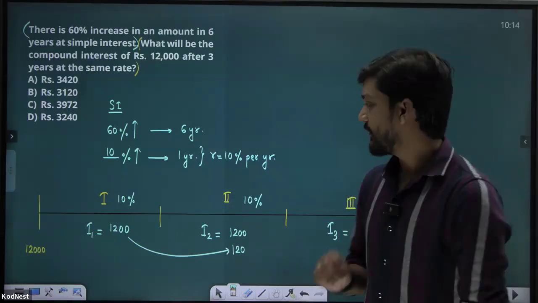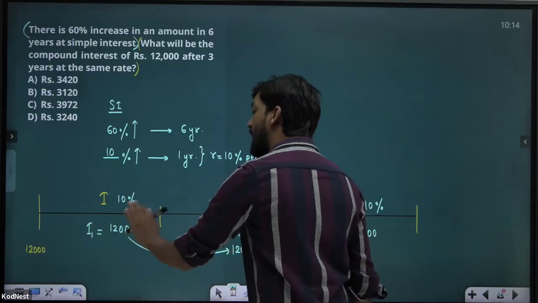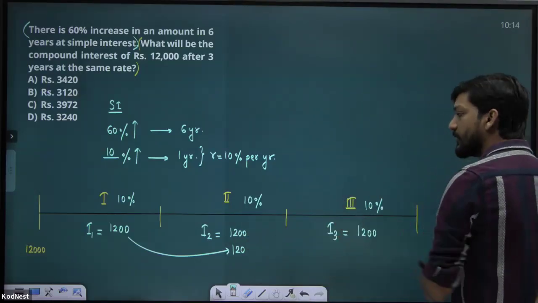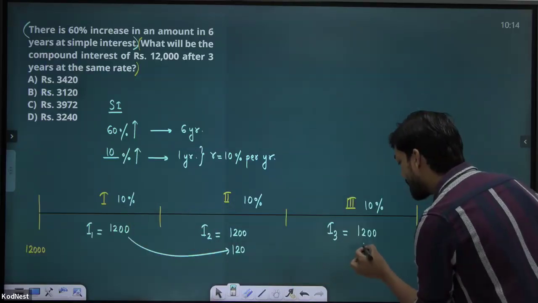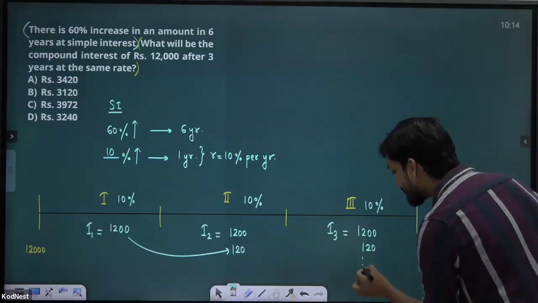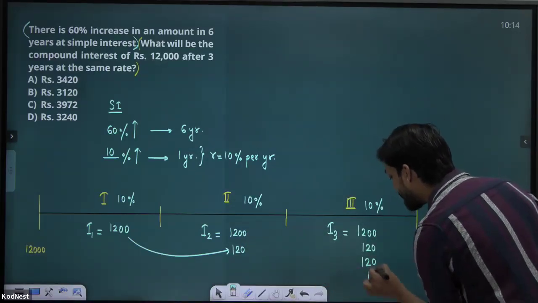Three numbers. First one, second one, third one. All these three numbers are previous interest. So on these three numbers, write the 10%. So this 1200, 10% will be 120. Second value also 1200, 10% will be 120. Third value 12, 10% will be 12.